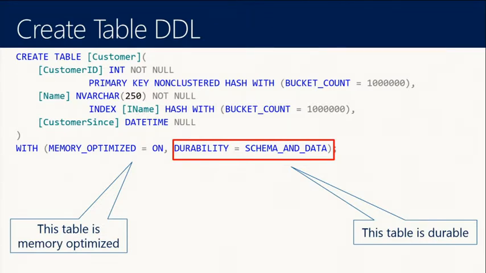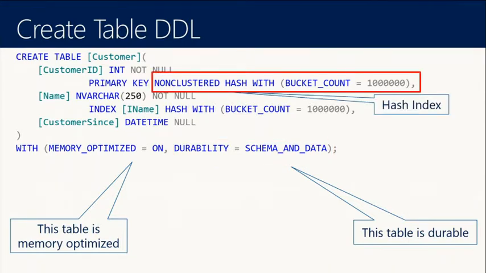In that case, only the schema is persisted, and then you have a non-durable table that is not logged, which can be useful in some cases. For example, if you have some transient data like session state that you don't need to keep. But in most cases, you will want to use schema and data because you want to make sure your data is always available.